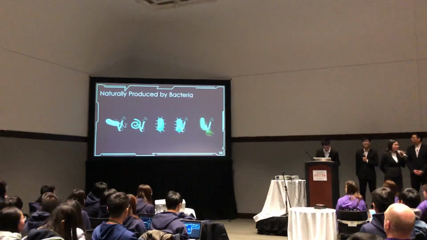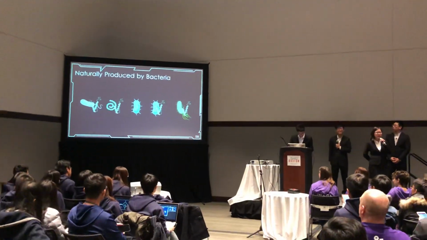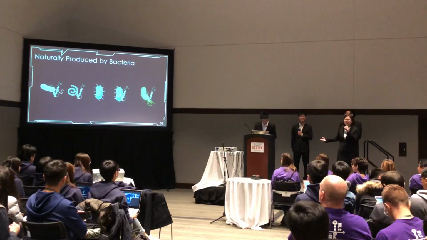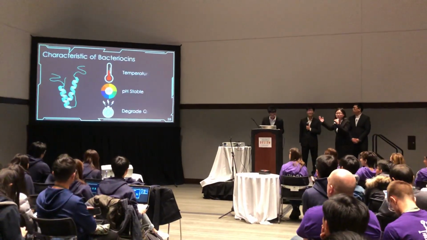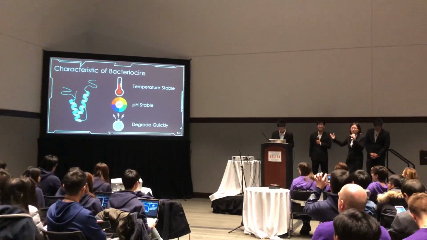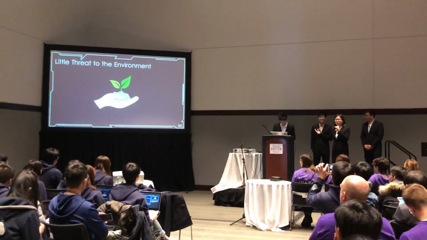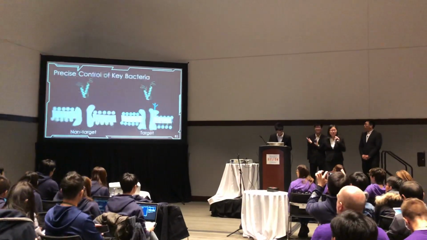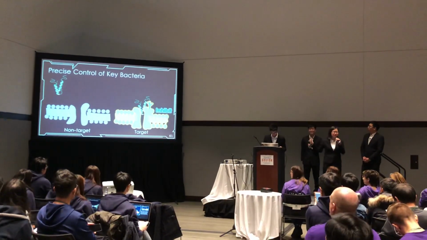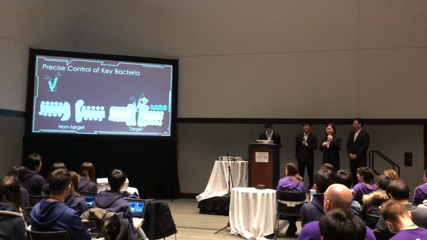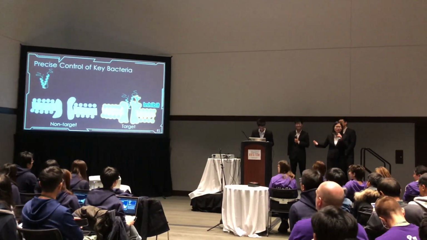Different species and strains of bacteria produce antimicrobial peptides called bacteriocins to gain a competitive advantage over other bacteria. These bacteriocins are pH and temperature stable and they grow quickly, providing little threat to the environment. More importantly, they target specific membrane structures that vary from species to species and are extremely specific, making them ideal for our precise control of key bacterial groups.